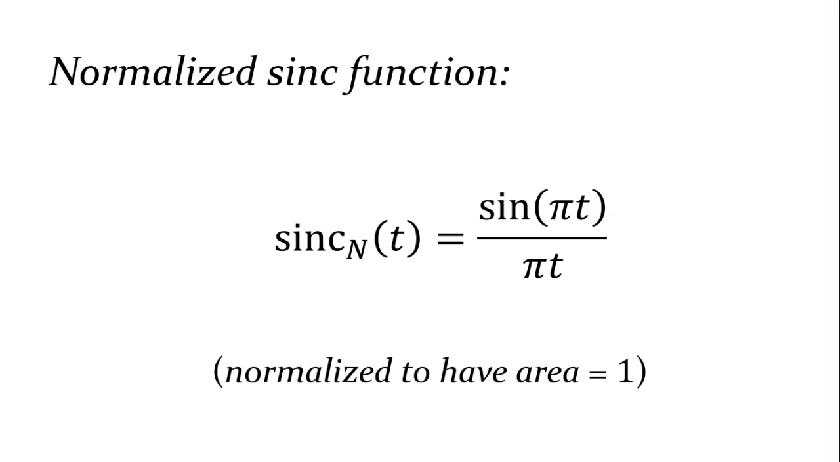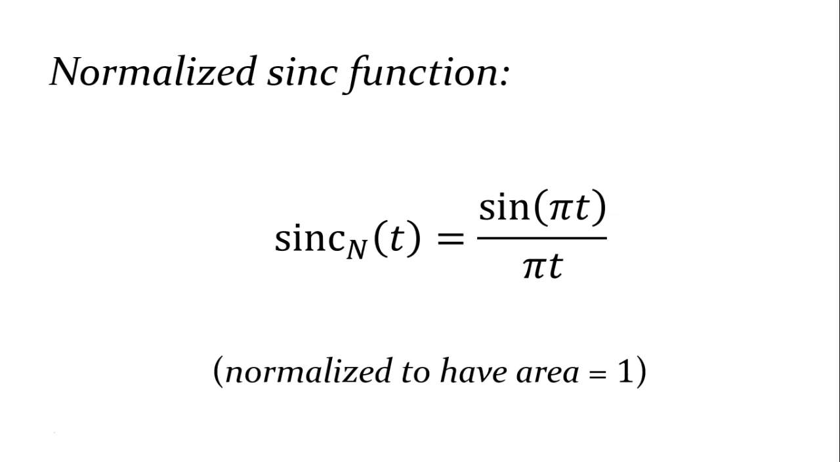Another definition for sinc exists. This essentially is the same function, except compressed in time by factor pi, so that its area is equal to 1. That is why it is called a normalized sinc function, for which I use notation sinc sub n of t. Many others label it as sinc, so one must be aware of the two different definitions.